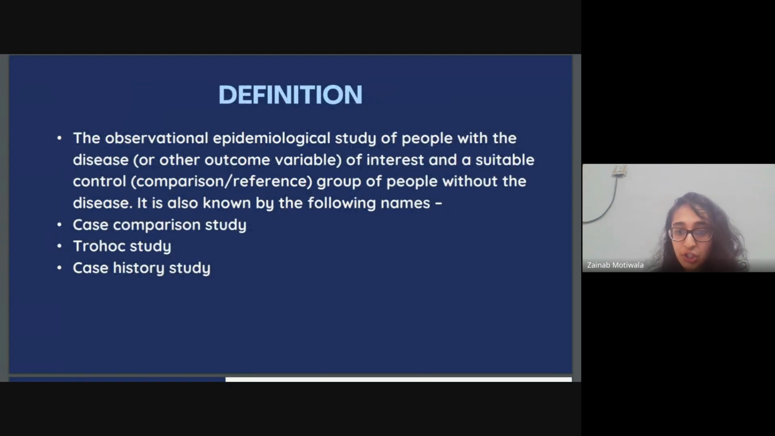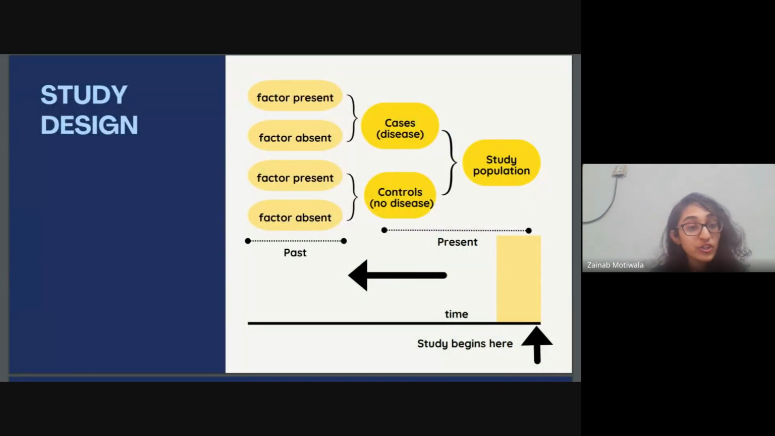Now, the definition of observational studies, and what are the different types of epidemiological studies. There are the case comparison study, a case control study, or a case history study; these are some names for case control studies. And as I mentioned, what the study design should look like: we start with two groups, primarily disease versus non-disease, and then we look at the risk factors that are present or absent in the study population.